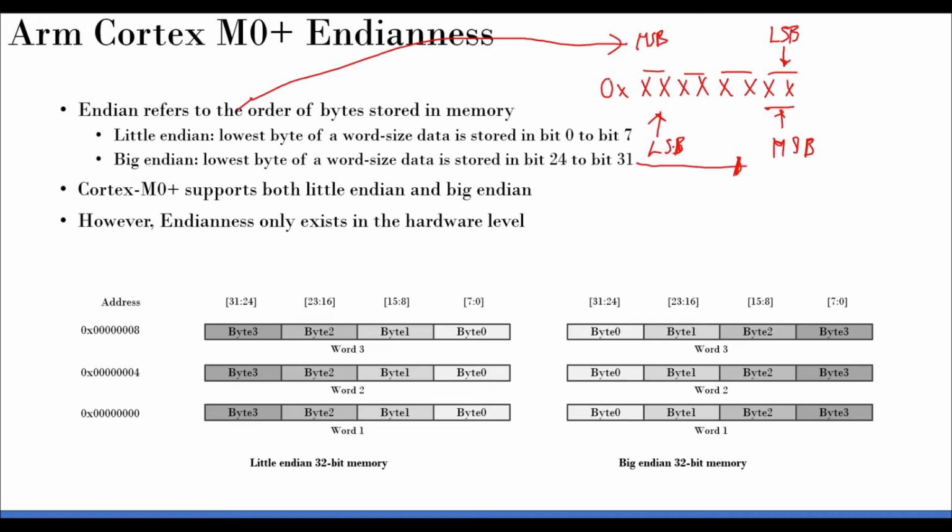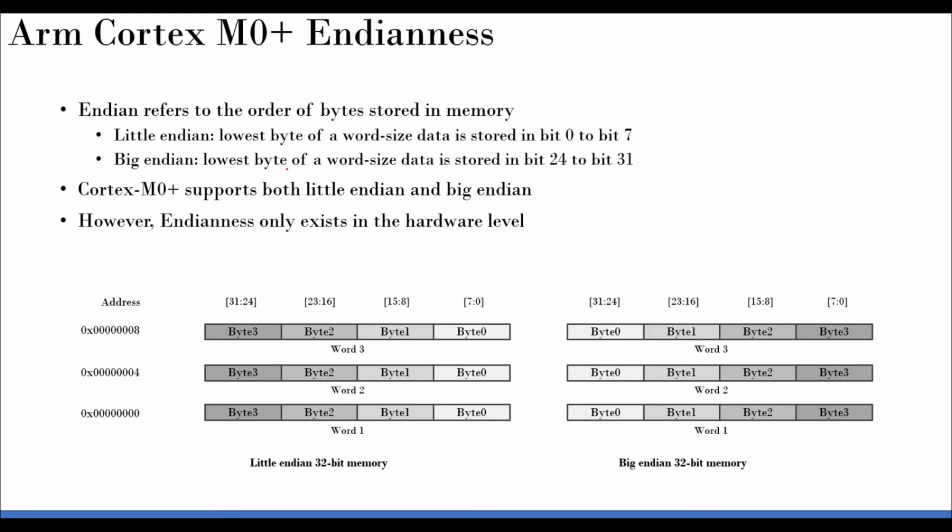So that is the concept. But Cortex M0 Plus actually supports both of them, both little endian and big endian. And one important thing is that endianness only exists at the hardware level, because you are storing it in some way. That's the only place it exists.